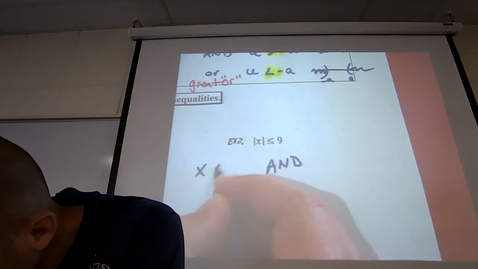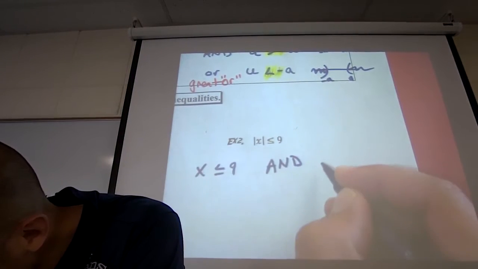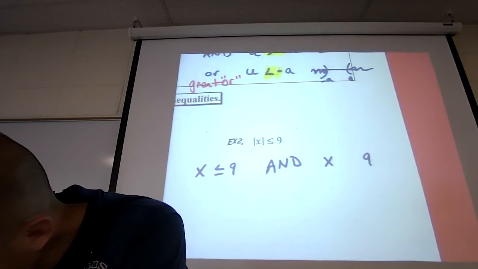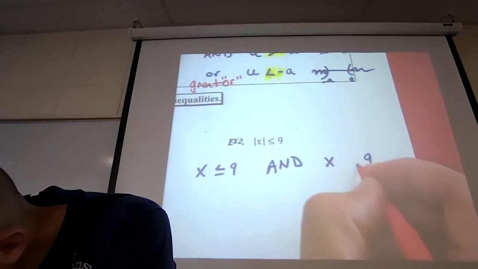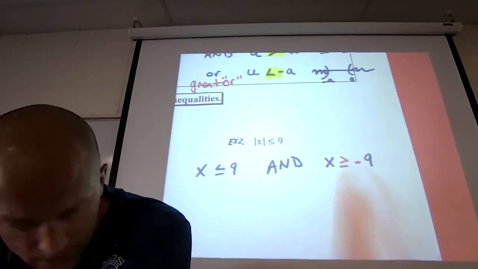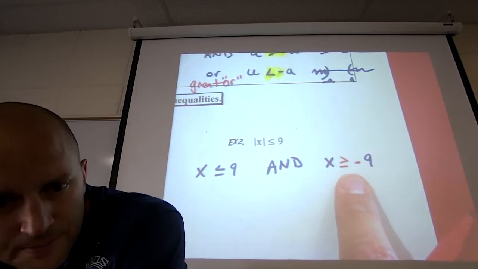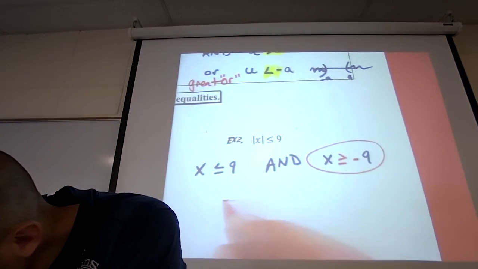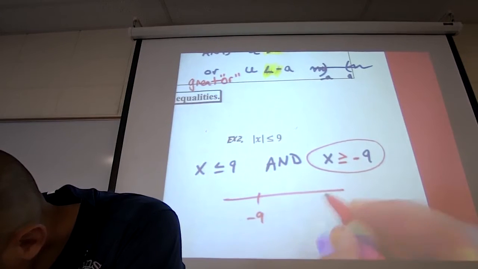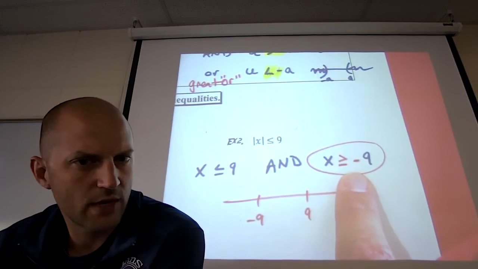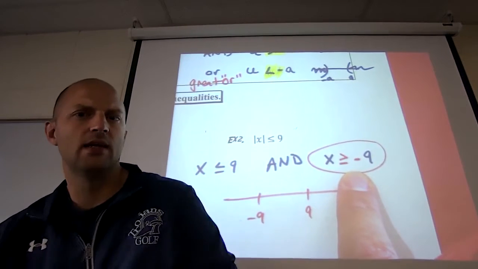I got x is less than or equal to 9, and x and 9, that 9 is now negative, and I have flipped my sign to greater than. So this is what changes right here, okay? All right, so I'm ready to graph this thing. Here's negative 9, here's 9. I'll graph this one first. X is greater than or equal to negative 9.